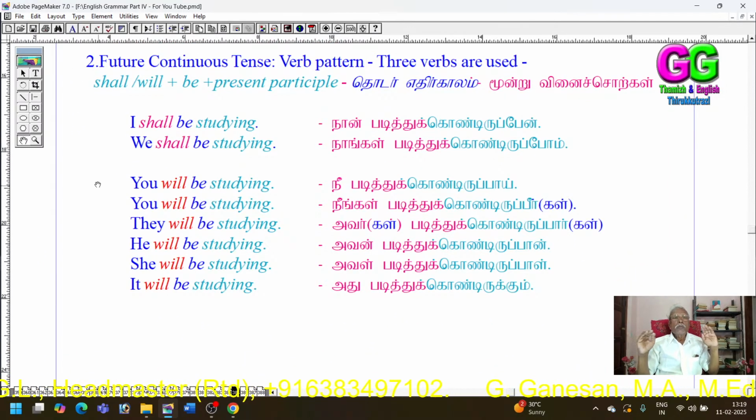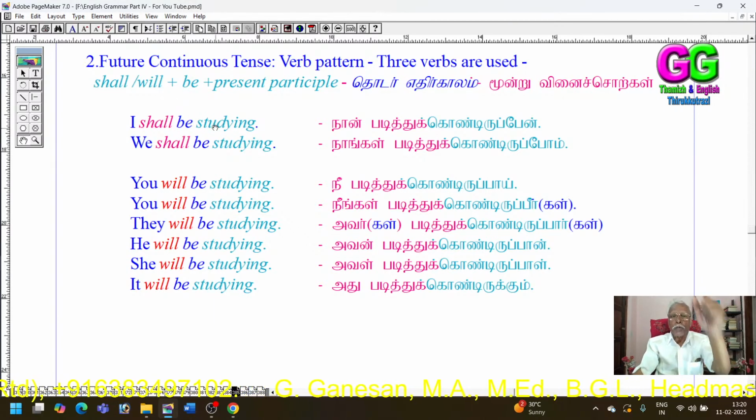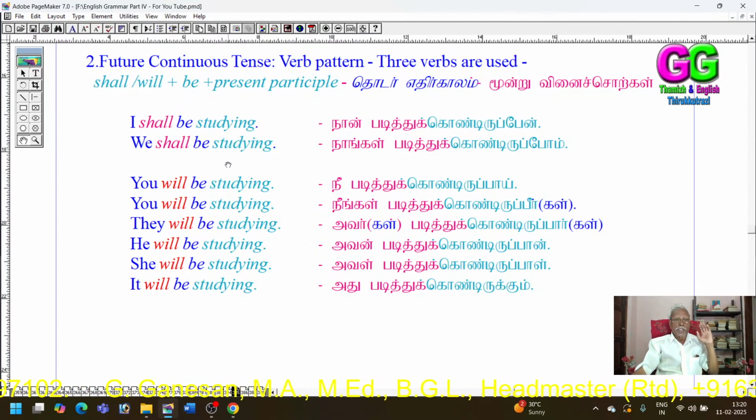Then future continuous tense in English. In future continuous tense, three verbs are used. First auxiliary is shall or will. Second auxiliary is be. Third is the present participle of the finite verb. I shall be studying. Shall auxiliary, be auxiliary, studying present participle of the finite verb. We shall be studying.